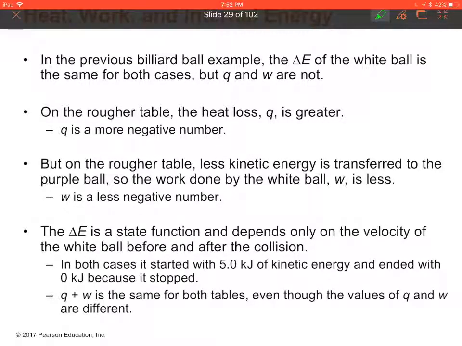white ball is less. Because, by the time the white ball gets to the purple ball, a lot of this energy is absorbed by the table. The change in energy is a state function that depends only on the velocity of the white ball before and after the collision. In both cases, it started off with 5 kilojoules of kinetic energy and ended up with 0 kilojoules because it stopped. The change in energy is the same for both tables, even though the values of Q and W are different.